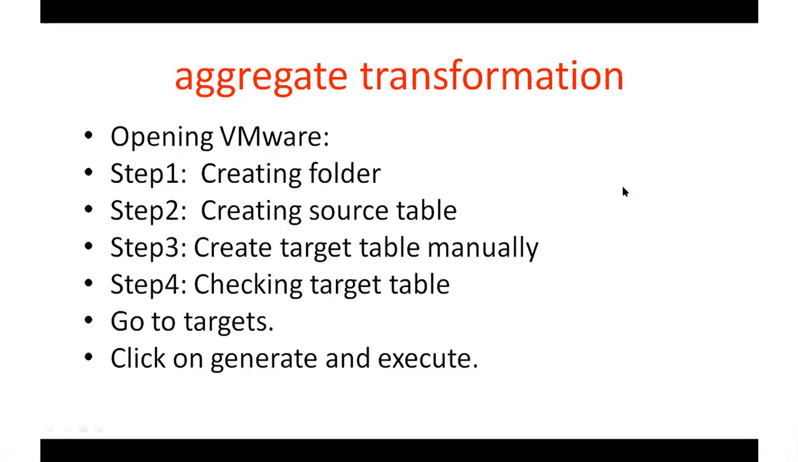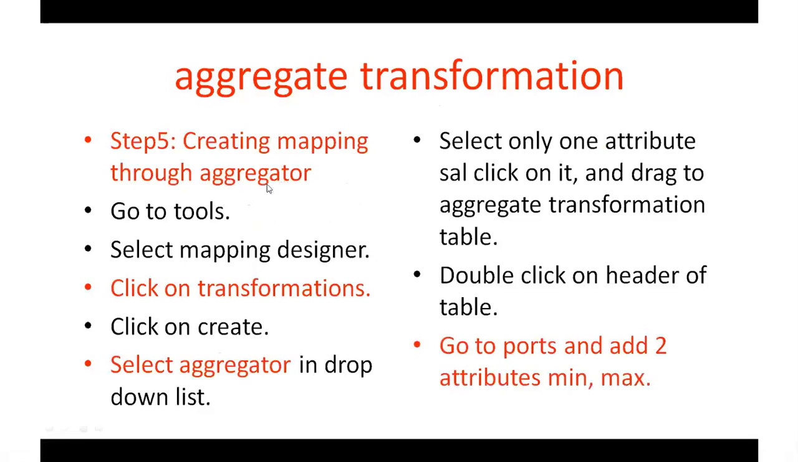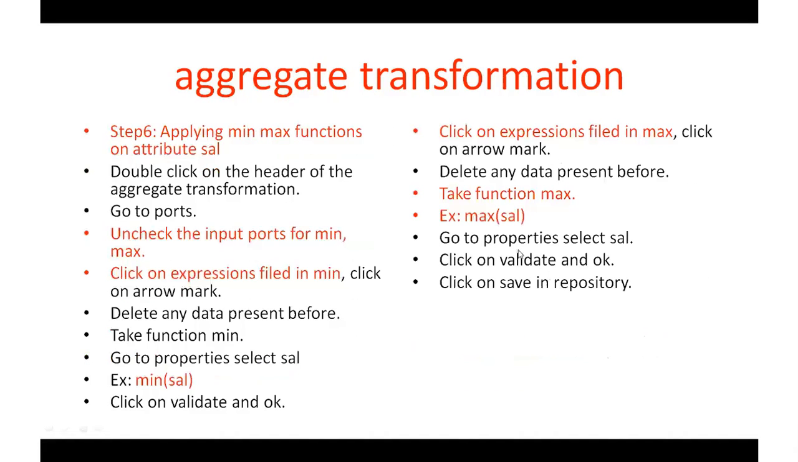Here you have to know the different steps. First, folder creation. How can you create the folder? By using the repository manager, and then click on designer. In the designer you will create the source and target table, and then the aggregate function. How can you click on aggregate transformation? Go to tools, mapping designer, and then click on transformation, create, and then select aggregate from the drop down box, and then finally you will do some operations.